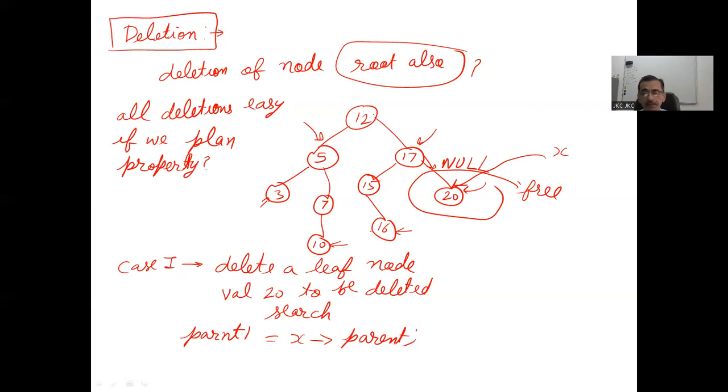And then the parent's left child or right child, whichever this node was, I can easily find out. Accordingly, link that as null, and that's it. Nothing big to be done. Then free memory, etc. Remember, although 20 has a parent link stored like this, once 20 is freed, this pointer will not create a problem. So that's not a big issue.